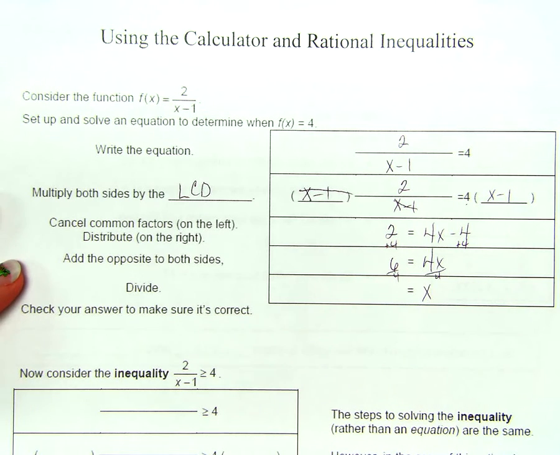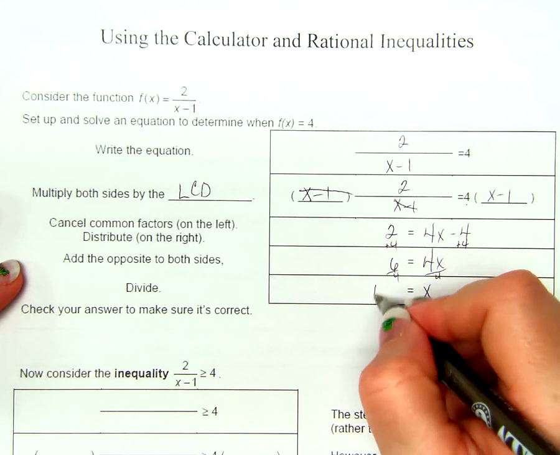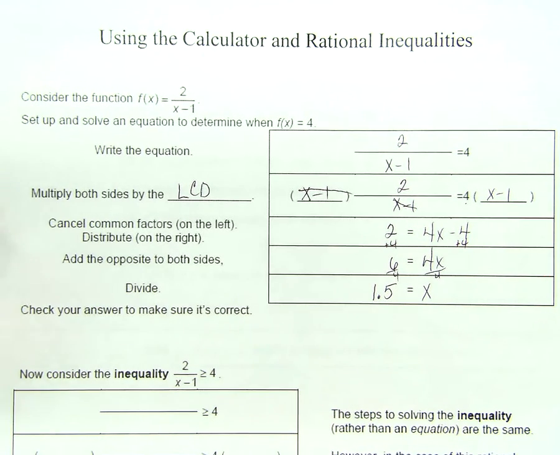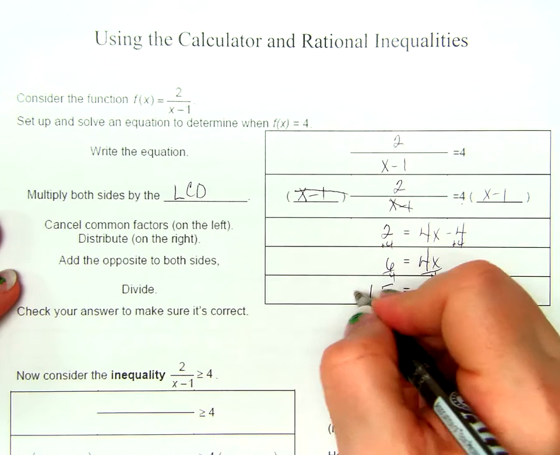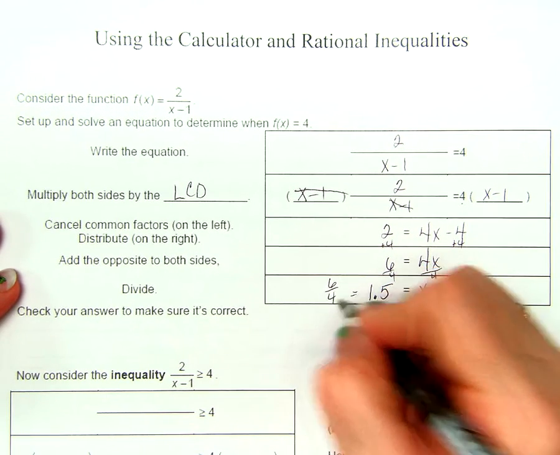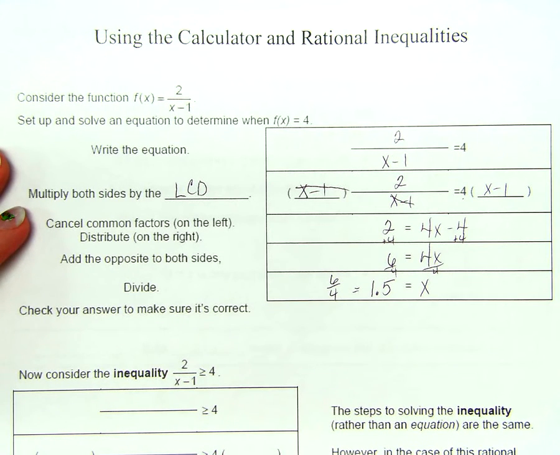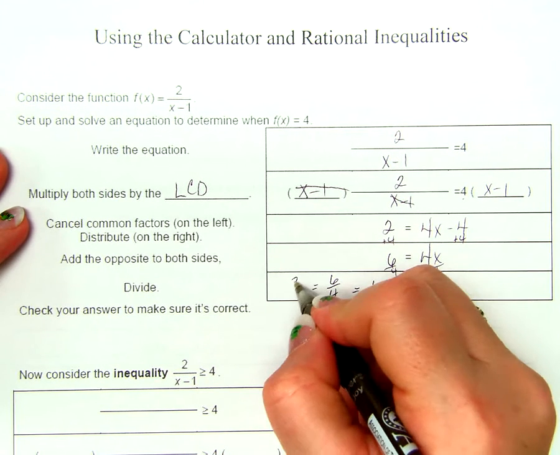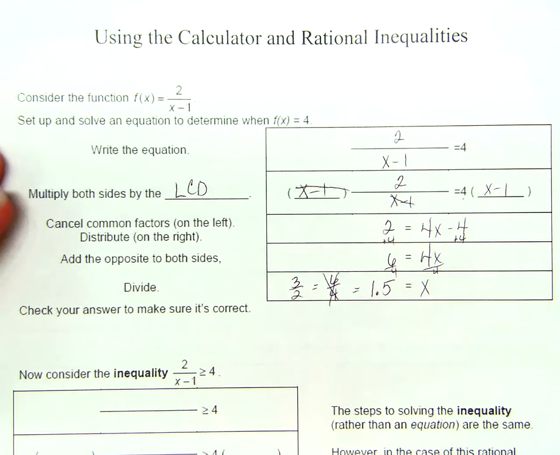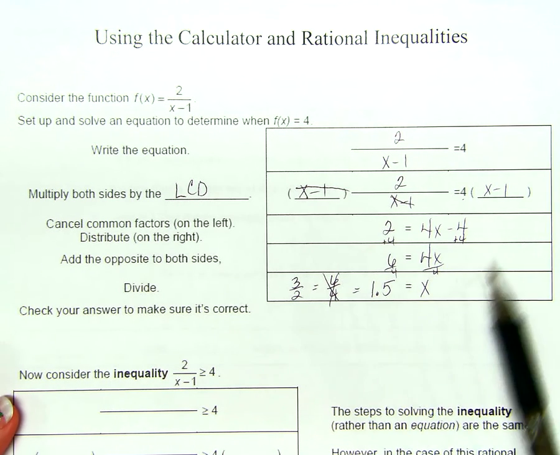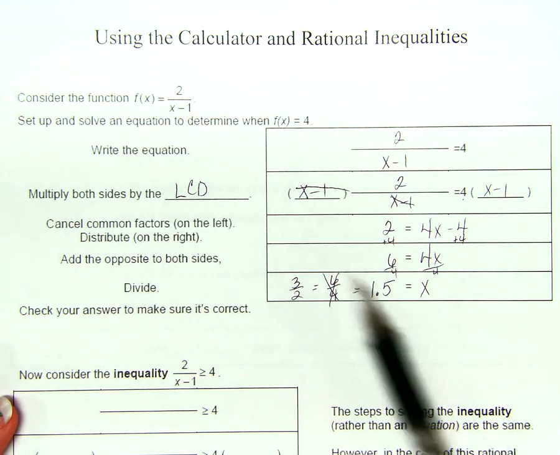X equals what? 6 over 4. Is it okay if I put 1.5? Is it okay if I put 6 over 4? Not as okay as if I put 3 over 2, right? 3 over 2 is better because it's simplified. Absolutely. Okay? So this is something you're familiar with, right? This is what we worked on yesterday.